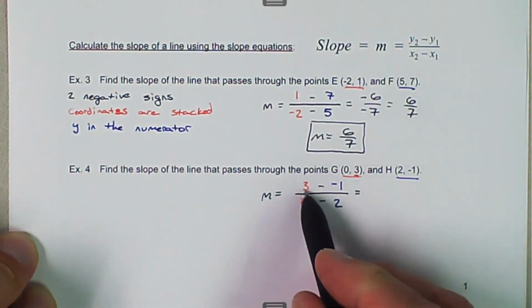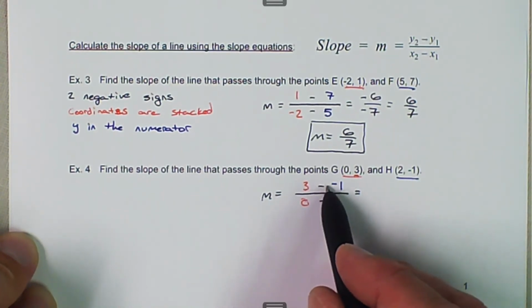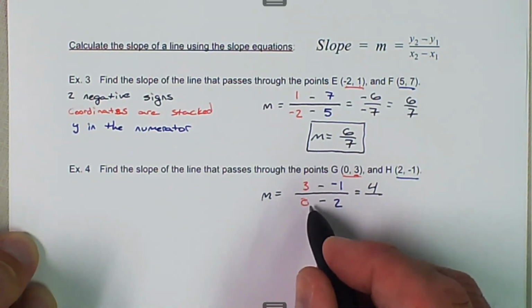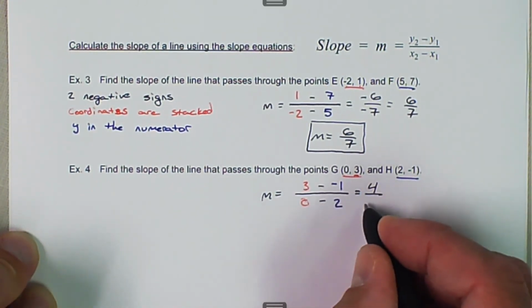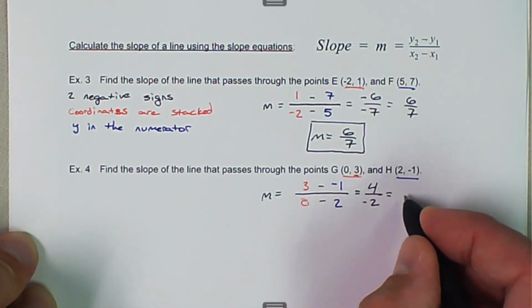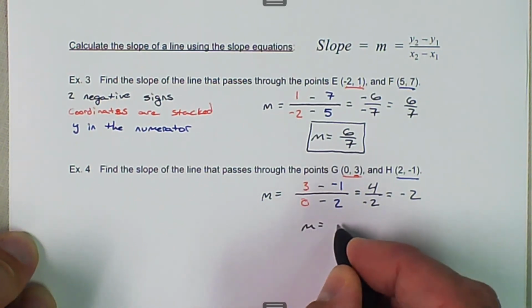So here we get 3 minus a negative 1, so that's the same thing as adding. So we get 4 over 0 minus 2, that is negative 2. And we do this math, we end up with negative 2. So we get a slope, which is equal to negative 2.